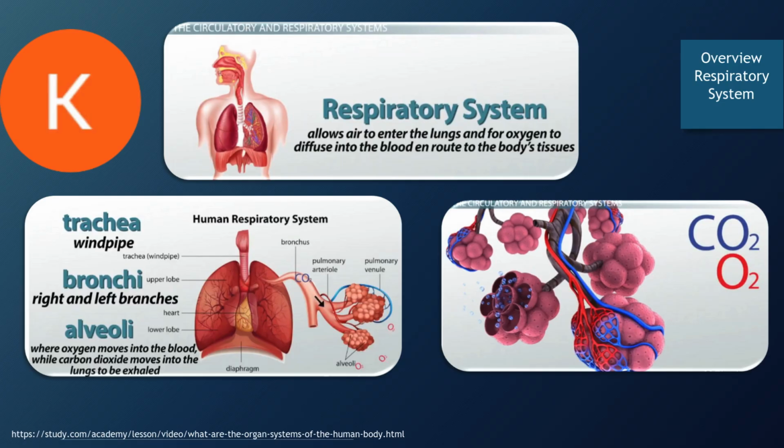Respiratory system allows air to enter the lungs and for oxygen to diffuse into blood and route it to the body's tissue. We have the trachea here on the first picture. We have the human respiratory system, shows the windpipe. Then we have the bronchi, which is the right and left branches. Then we have the alveoli, where oxygen moves into the blood while carbon dioxide moves into the lungs to be exhaled.